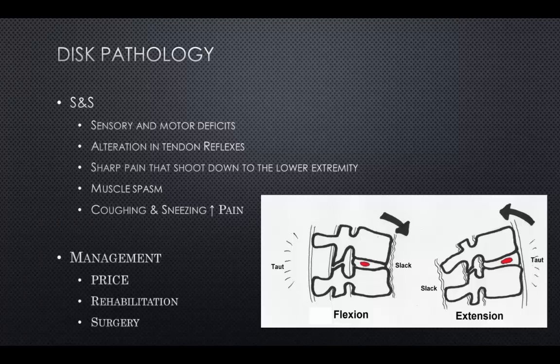Disc pathology signs and symptoms include sensory and motor deficits, alteration in tendon reflex, sharp pain that shoots down to the lower extremity, muscle spasm, and increased pain with coughing and sneezing. Conservative management includes PRICE and rehabilitation as the first course of treatment. If that isn't effective, then possibly surgery is warranted.